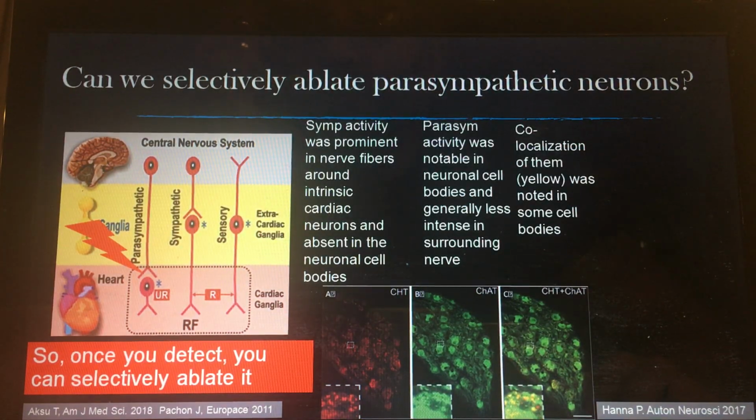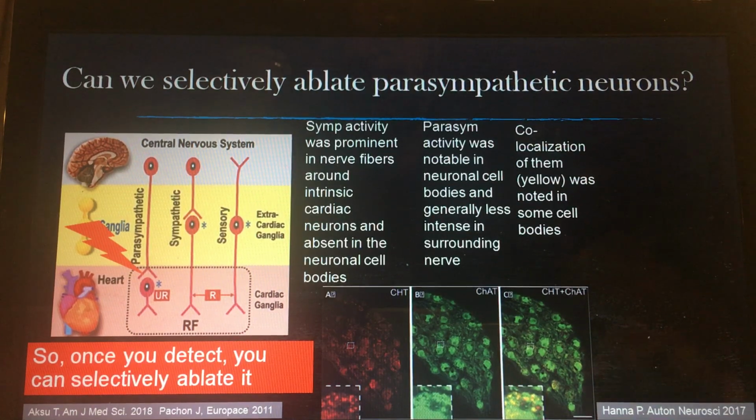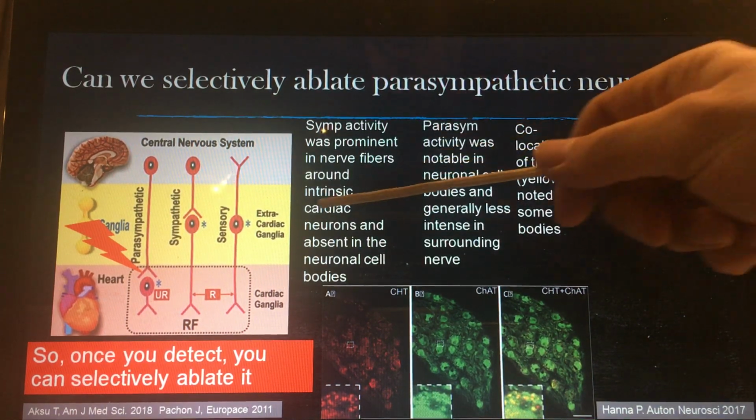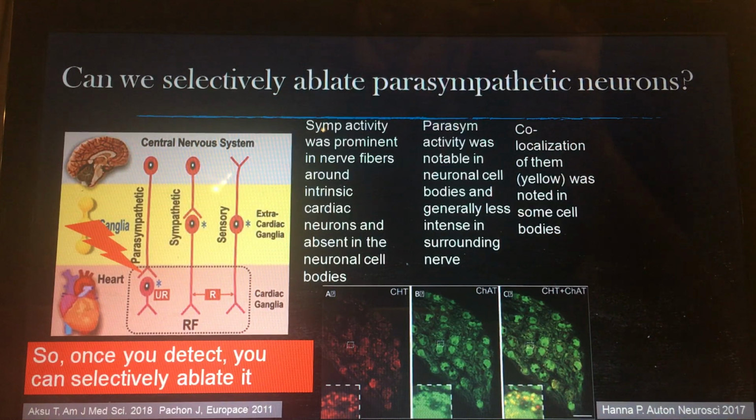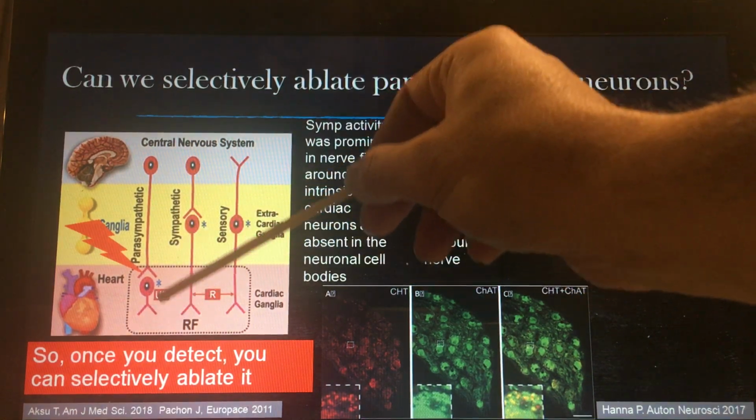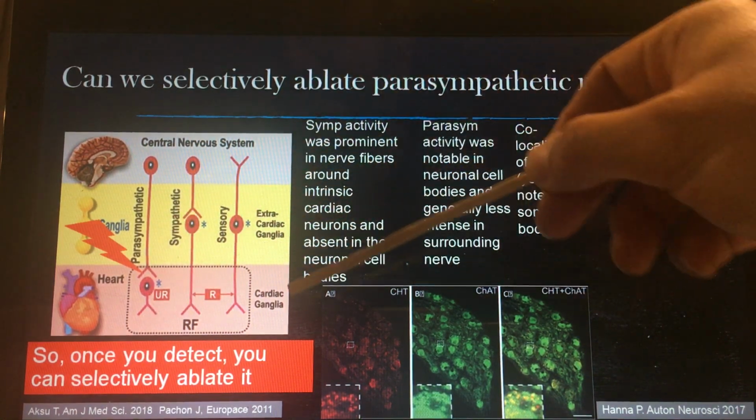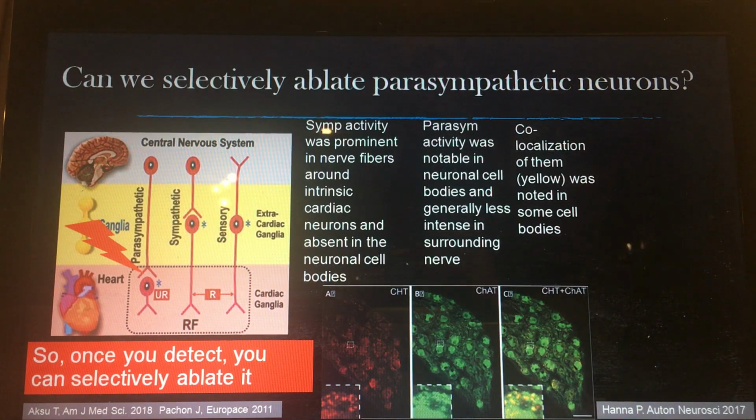Can we selectively ablate parasympathetic neurons? I think that this question is very, very important to understand the cardioneural ablation idea. I like this figure very much from Pachon et al. And actually they concluded that in cardiac ganglia or in ganglionated plexus sites, you can see neuronal bodies of the parasympathetic system, whereas for the other system you will only see axonal fibers.